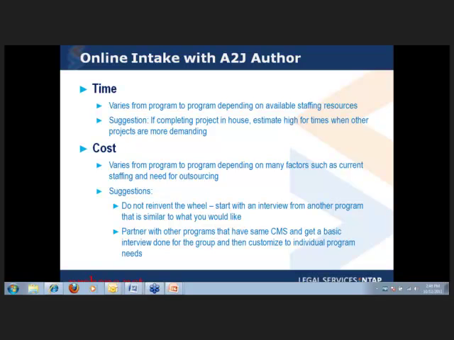And again, the same answer applies for cost. It absolutely varies from program to program. It depends on your staffing. It depends if you're going to outsource it or keep it in-house. If you want to go a longer time to spread out the cost and people work on it as they can, you might pull in extra resources to get a shorter amount of time, but that might up your cost.